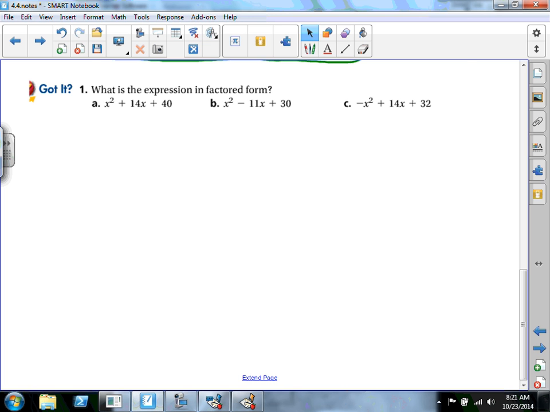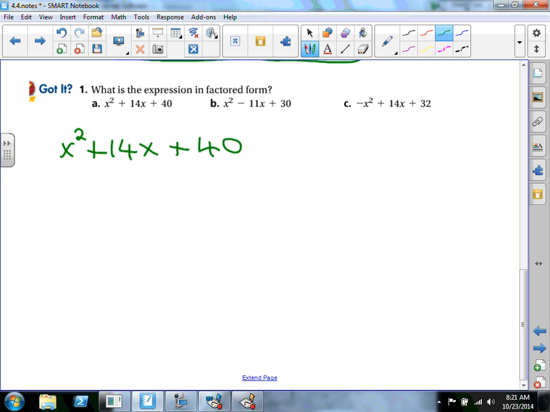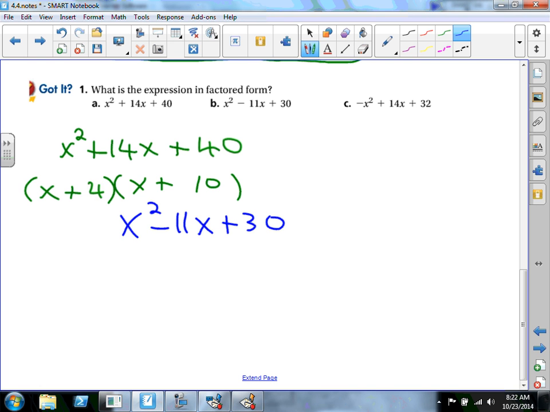Okay, real quick then. X squared plus 14x plus 40. Everything's positive, so everything's positive. What are we going to go with? 4 and 10. Good. The next one, x squared minus 11x plus 30. The last term is positive, which means the two signs have to be the same. So 30's factors that add up, a 5 and a 6, and both of them are negative. There we go. Everybody cool with that one?